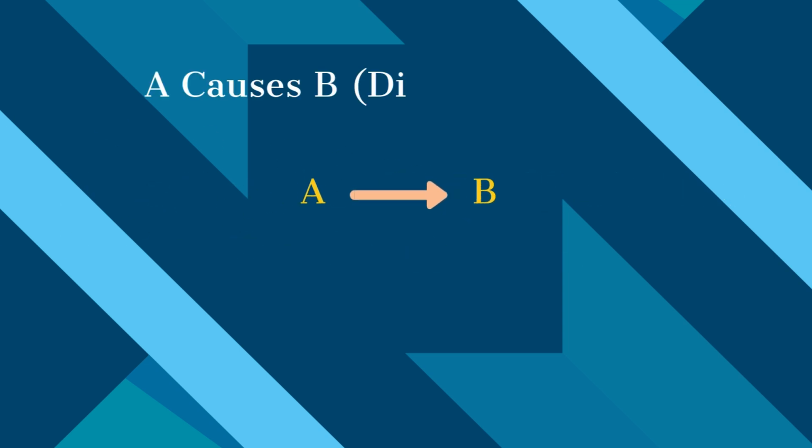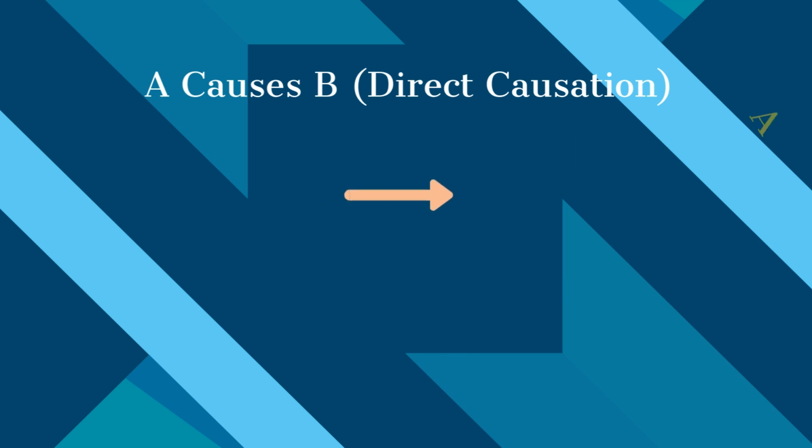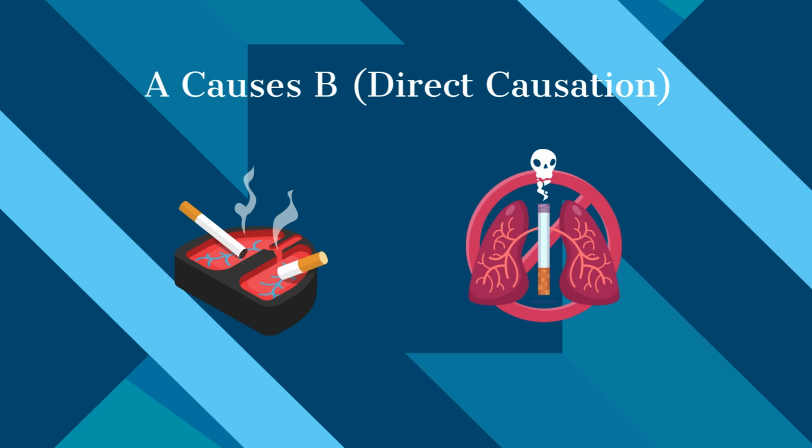Scenario 1: A causes B, direct causation. This is the cleanest and strongest relationship. A directly leads to B. For example, years of scientific research have confirmed that smoking causes lung cancer. Here, we have a direct, consistent, and biologically supported causal link.